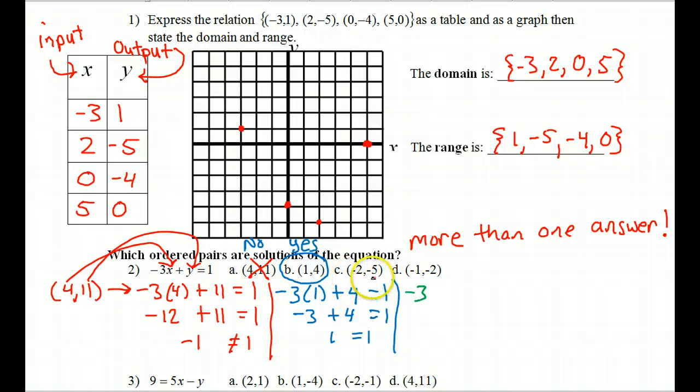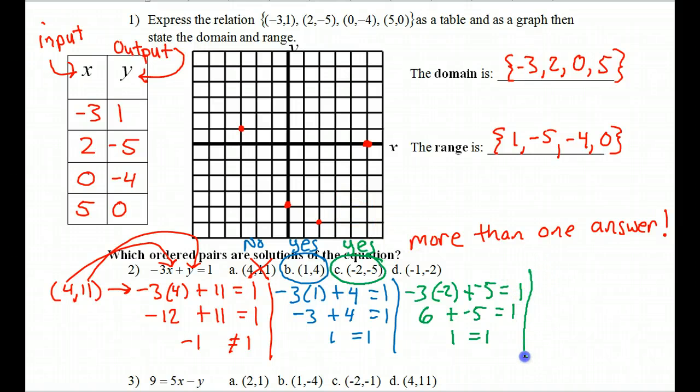Using this point right here with the negative 2, negative 5, that would be negative 3 times negative 2 plus negative 5. And the question is, does that equal 1? Because this equation has the 1 right there. Negative times negative is a positive, so that'll be a positive 6 plus negative 5. 6 plus negative 5, that's the same thing as 6 minus 5, and that is 1. Okay, so that's another yes. So that's a solution.